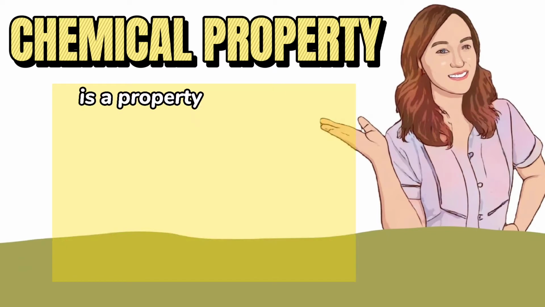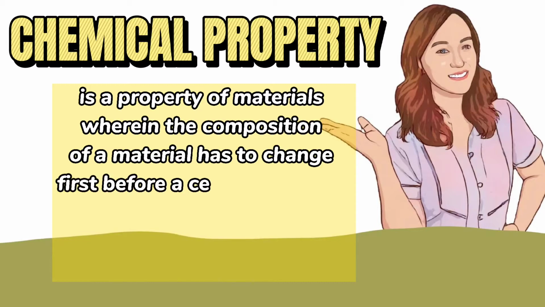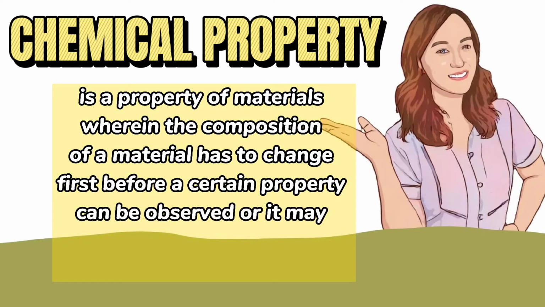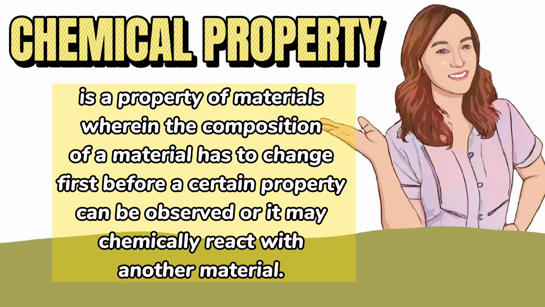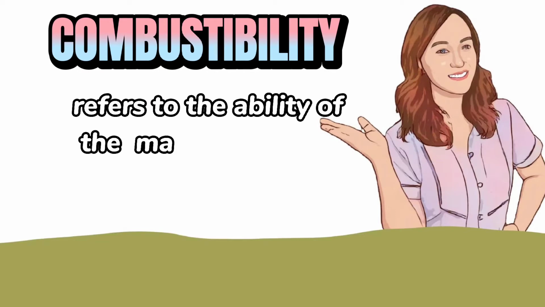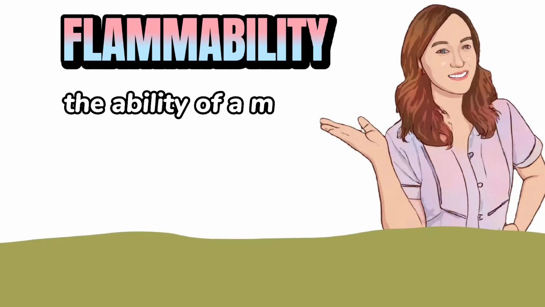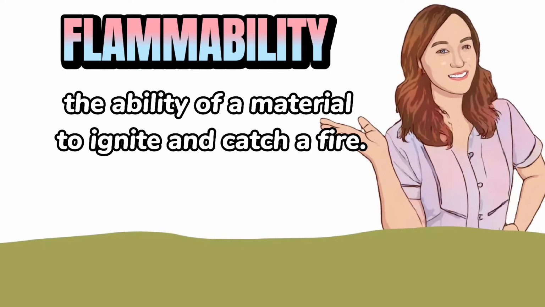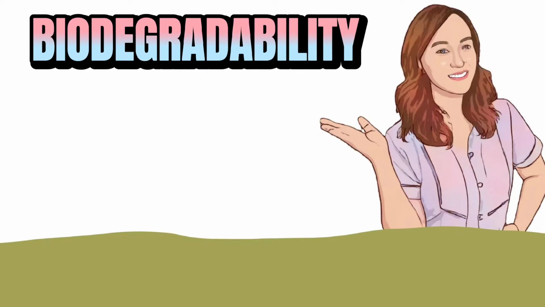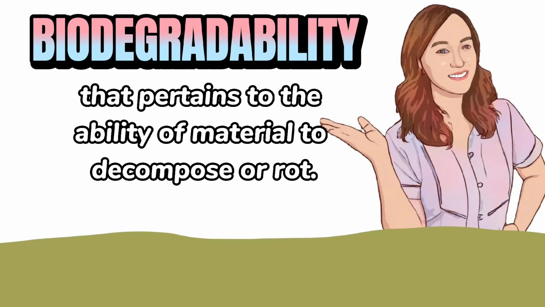Chemical property is a property of materials wherein the composition of material has to change first before a certain property can be observed, or it may chemically react with another material. Such properties are combustibility. It refers to the ability of the material to burn. Flammability, or the ability of material to ignite and catch fire. And biodegradability, that pertains to the ability of material to decompose or rot.